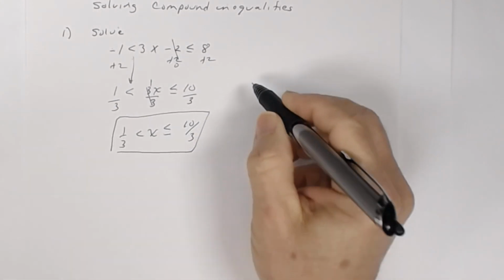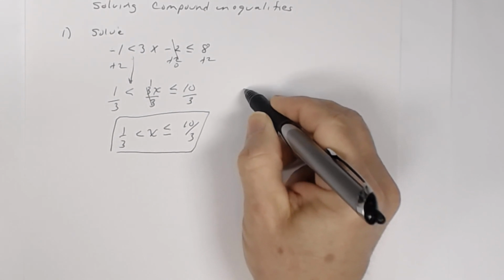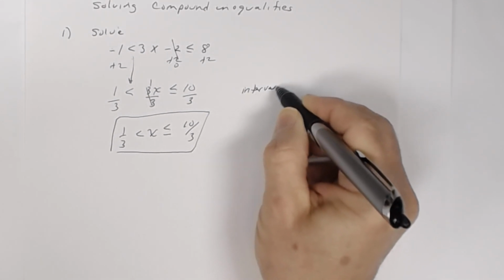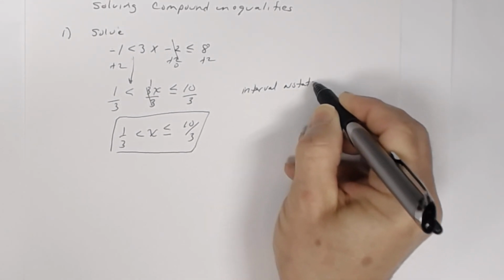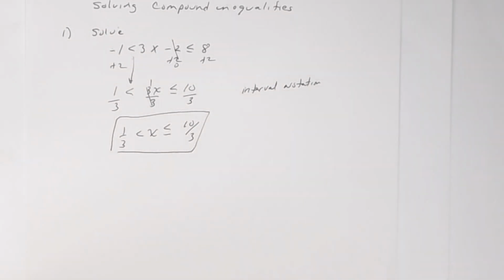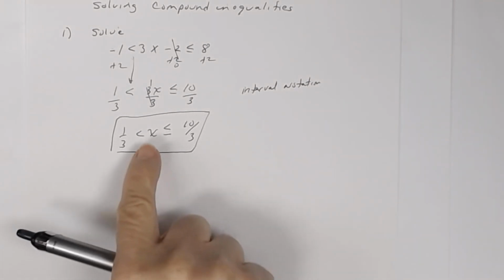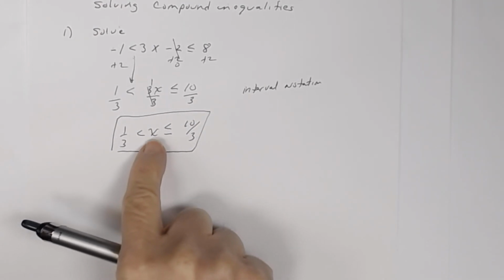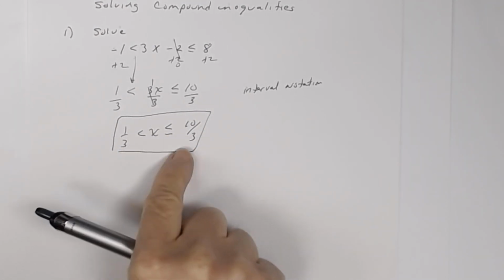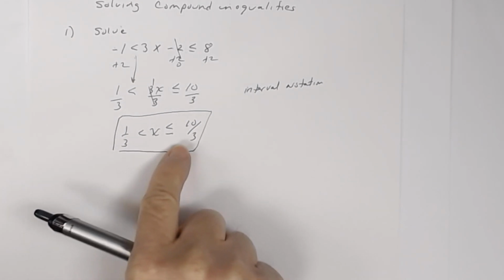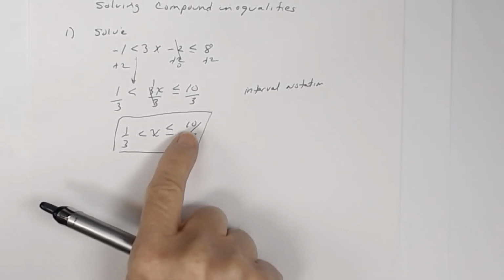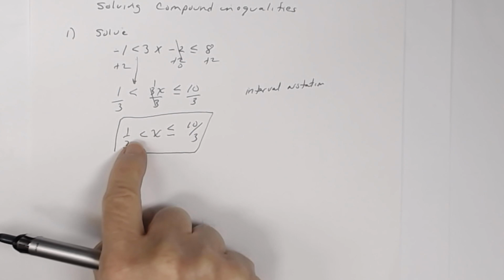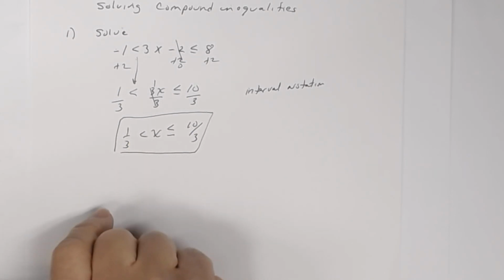Now you need to also state the solution in interval notation. So let's talk about that. You've already talked about the idea of interval notation when you first talked about solving linear inequalities. But notice that the values of x here, my solutions, are between 2 numbers. The largest solution is 10/3 and the smallest solution is greater than 1/3.